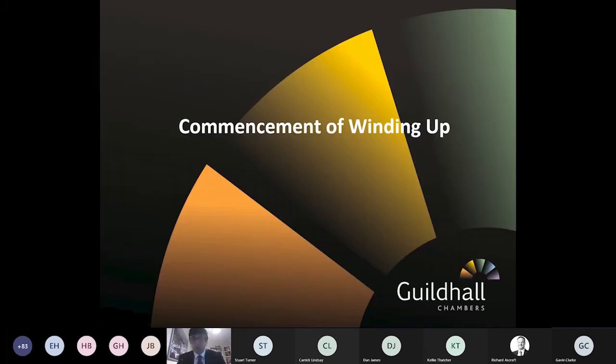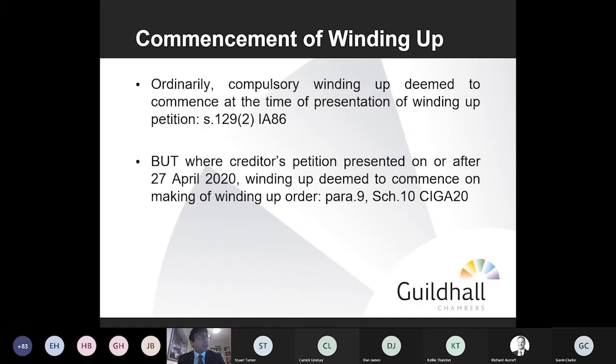I want to dwell very briefly next on the commencement of winding up, because as we've seen, section 127 only applies to dispositions of property that are made after the commencement of winding up. And as I'm sure everyone will be aware, ordinarily under the Insolvency Act, specifically section 129 subsection 2, a compulsory winding up is deemed to commence at the time when the winding up petition is presented. This means that in effect you have a relation back period, so that any dispositions of property between the presentation of the petition and the making of the winding up order are within the ambit of section 127.